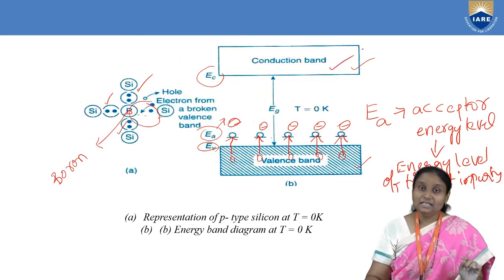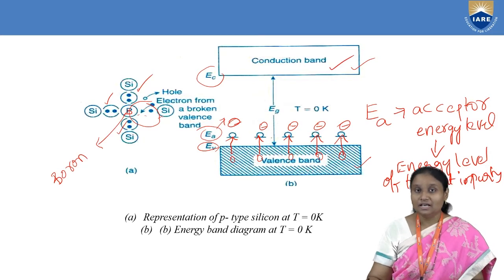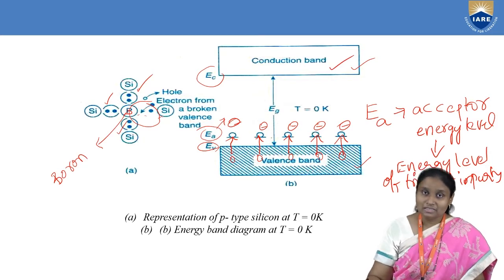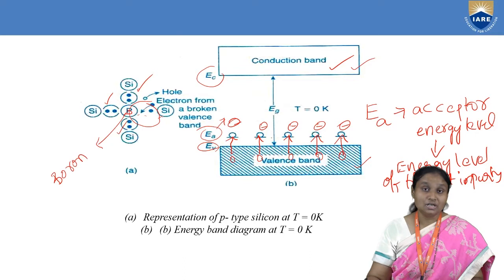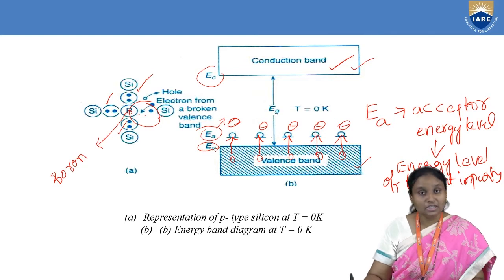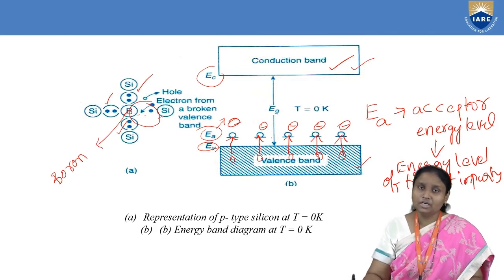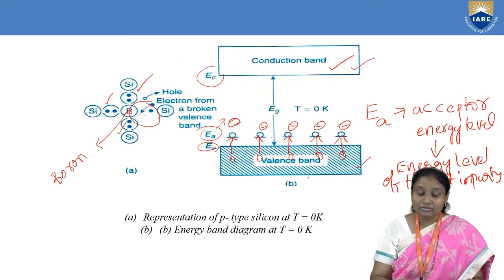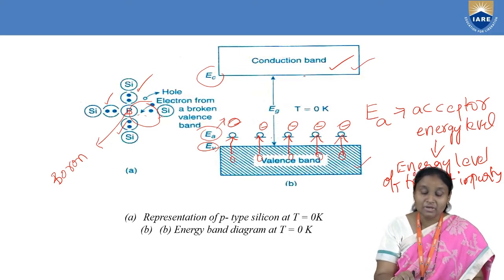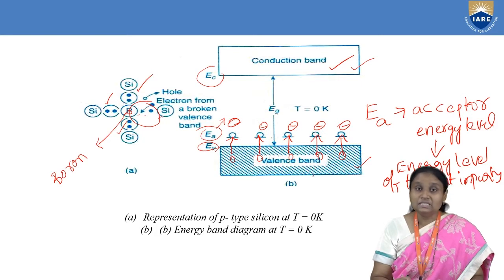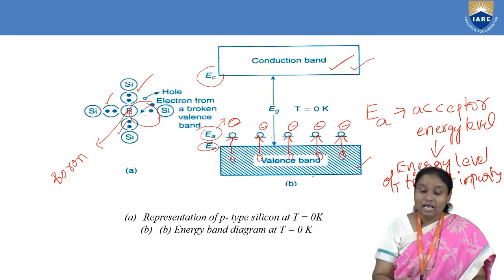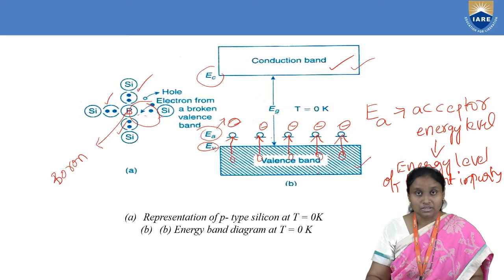But in intrinsic semiconductors, we have seen that we get holes in the valence band only if electrons jump from the valence band to the conduction band, and that happens only at higher temperatures. But here we didn't go to higher temperatures, we are at moderately low temperatures. Still we are able to get holes in the valence band without any involvement of the conduction band. So here the majority charge carriers are holes and the minority charge carriers are electrons.